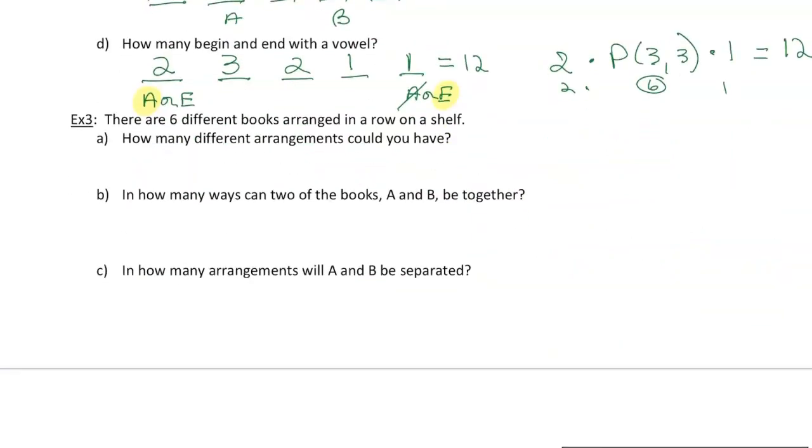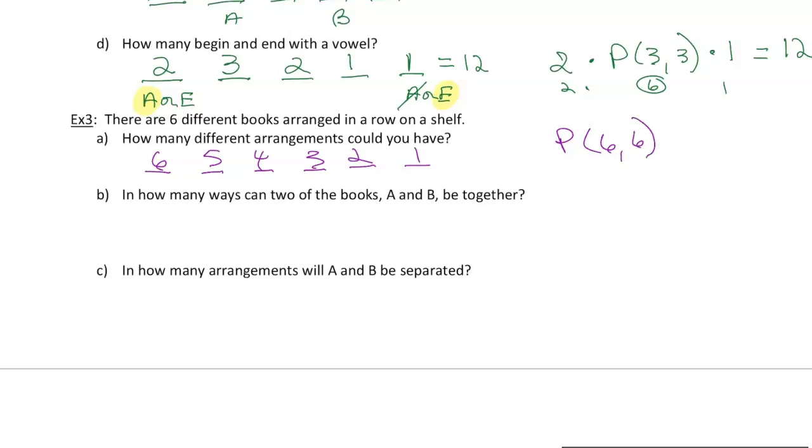Okay, now we're going to up the ante a little bit more. This is a little bit more complicated. So let's do this together. There are 6 different books arranged in a row on a shelf. How many different arrangements could you have? Okay, first off, the way we did it day 1, we would say, okay, 1, 2, 3, 4, 5, 6. This is 6, 5, 4, 3, 2, 1. So I'm basically having 6 books, so different books, 6 place 6.